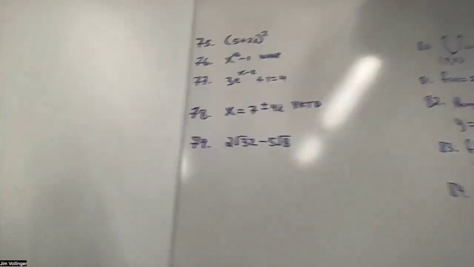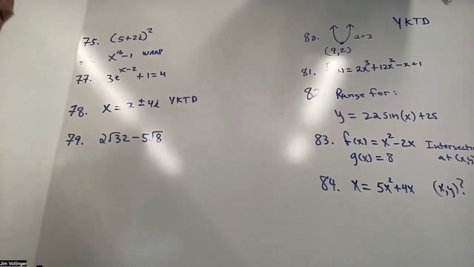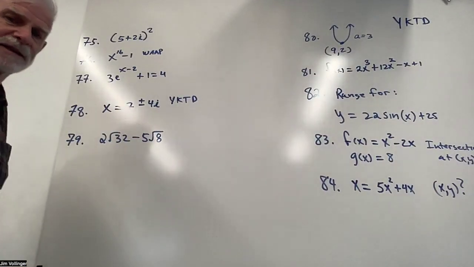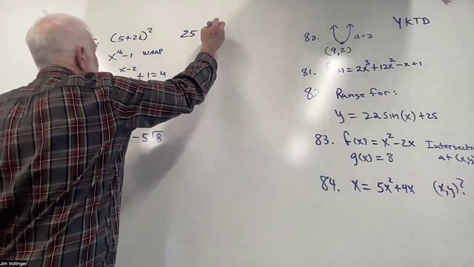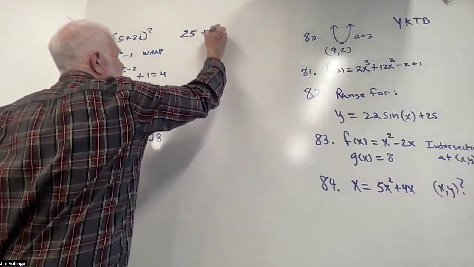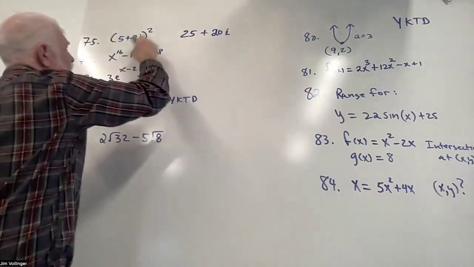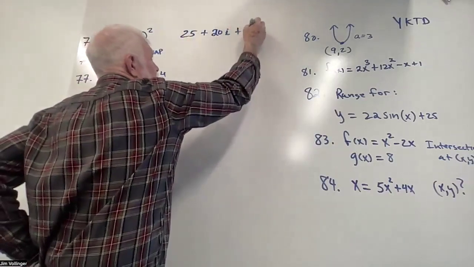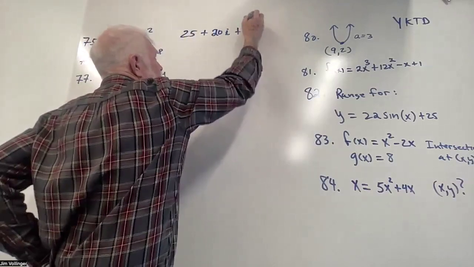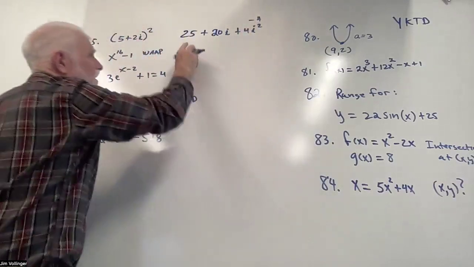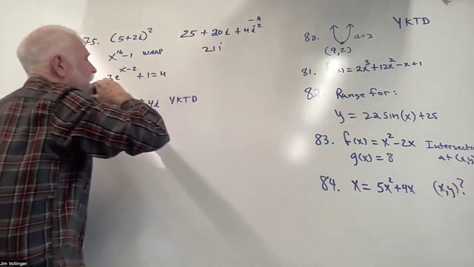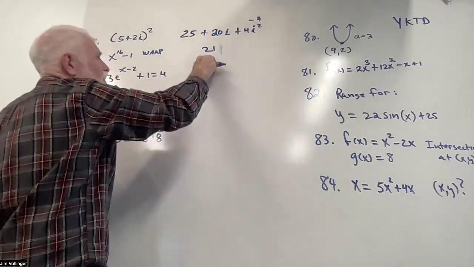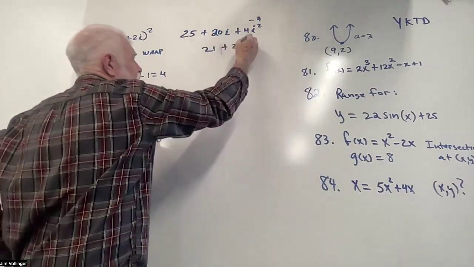All right, so let's go over here. We're overlearning this because you got to take everything into the next class. All right, so I got 25 plus 20i. 2i squared is 4i squared. 4i squared is -4. So final answer, 21, no, not 21i, just 21 plus 20i.